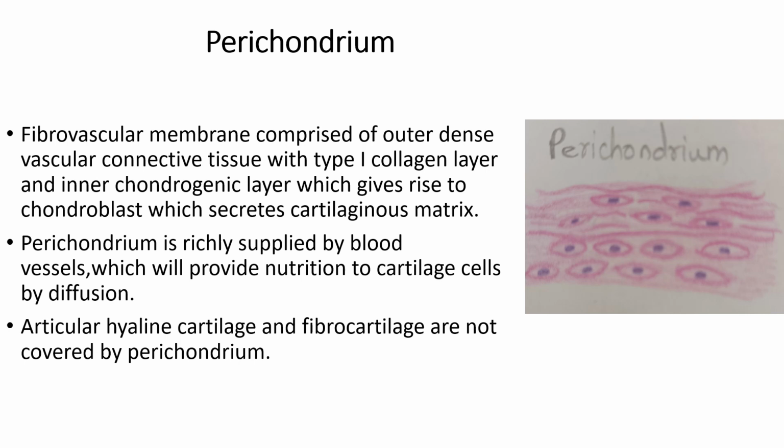And articular hyaline cartilage and fibrocartilage are the two varieties of cartilage which are not covered by perichondrium. Thus, the cartilage is covered by perichondrium except articular hyaline and fibrocartilage. In these two varieties, perichondrium is not covering the cartilage.